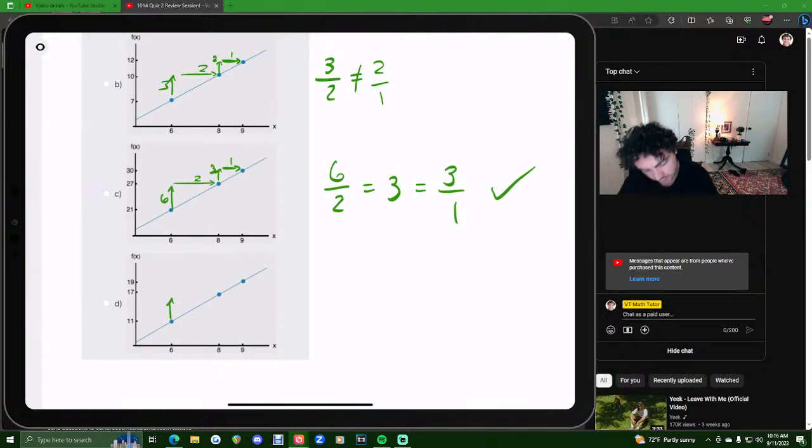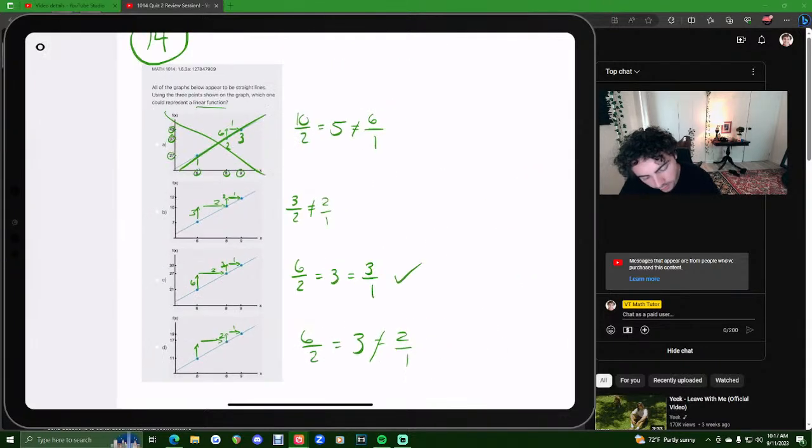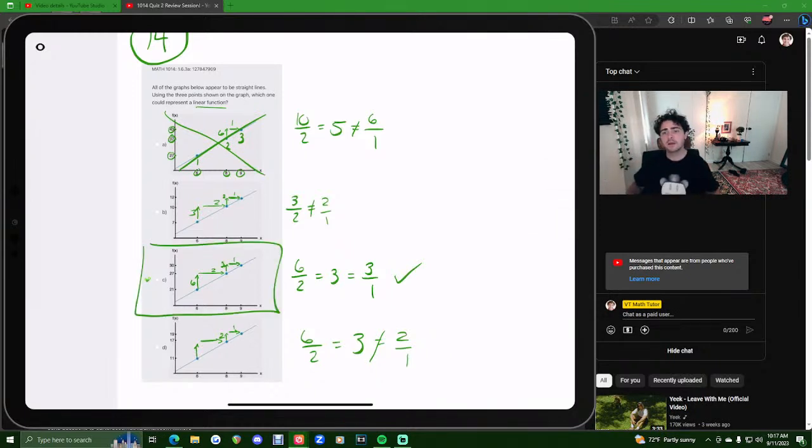We rise from 11 to 17. That's 6. We run 2. So 6 over 2 is 3. And then we rise from 17 to 19. That's 2. 8 to 9 is 1. So does 3 equal 2 over 1? Nope. And so C is our answer. C is a graph of a linear function because it has a constant slope the entire time. The slope of segment 1 and segment 2 were equal to one another.